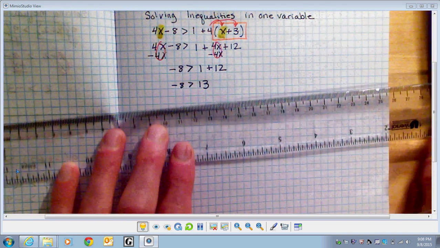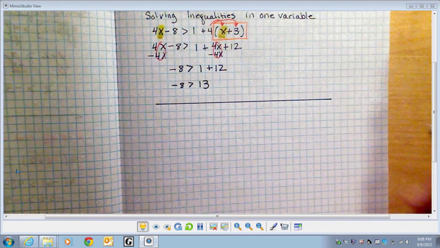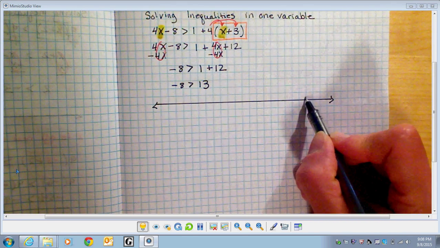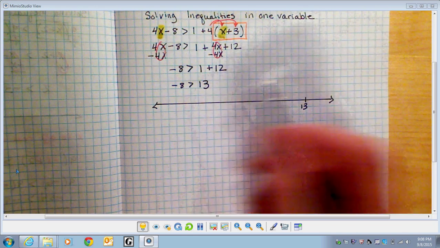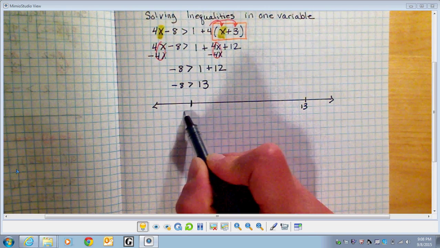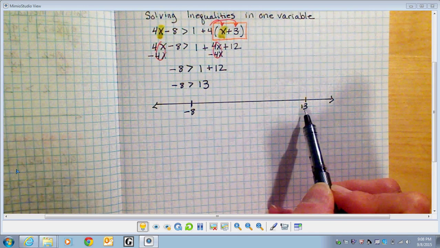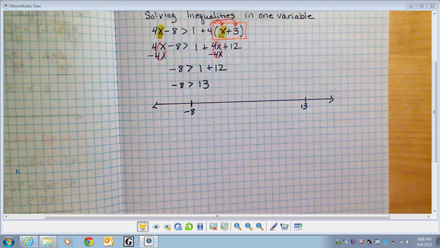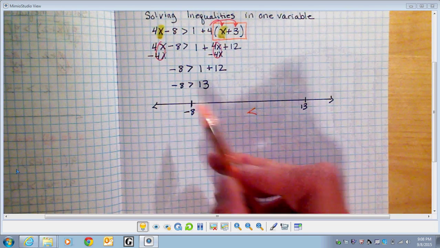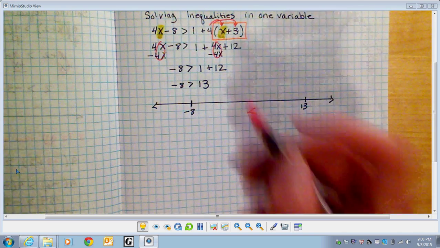Let's look at this on a number line. I'm going to draw a number line. I'm going to put my 13. And my negative 8 is somewhere down here. I could count down if I wanted to, but I'm not going to. I'm just going to arbitrarily say negative 8 is here. So negative 8 is less than 13. This is saying negative 8 is greater than 13, which means that this statement is false.